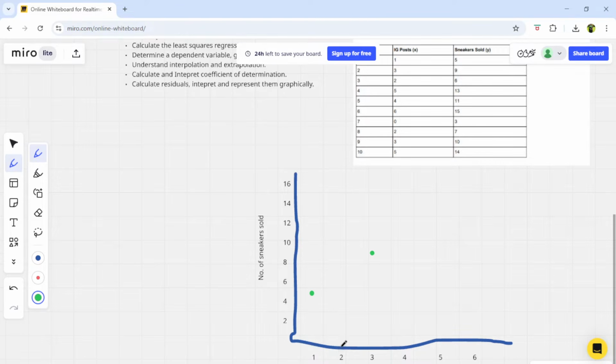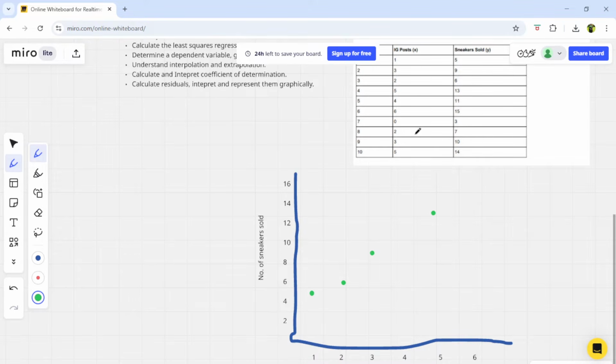So if x is 2, y is 6, right there. 2 and 6. And then if x is 5, y is 13. 13 is somewhere between 12 and 14. I'm going to place it right there, just above 12, between 12 and 14. And 5 is here, so I'm going to put it there.